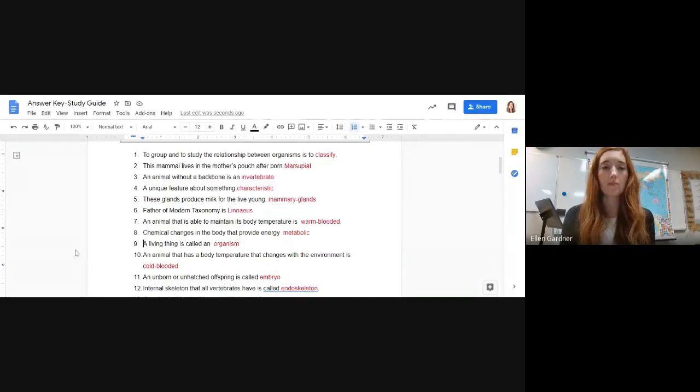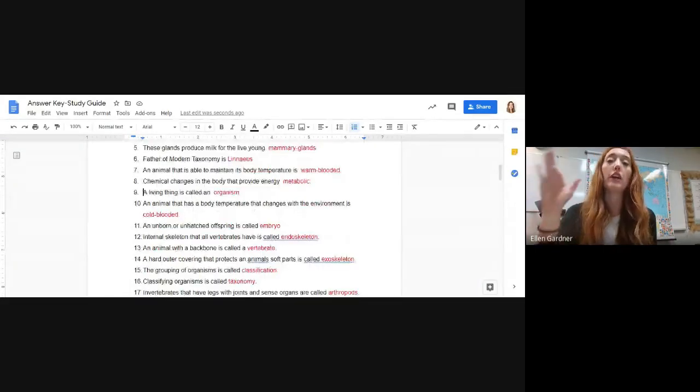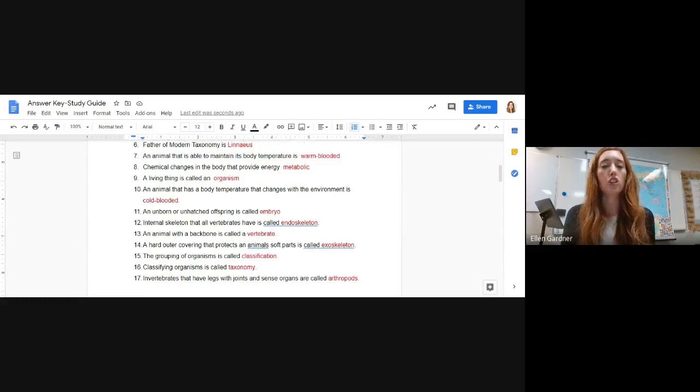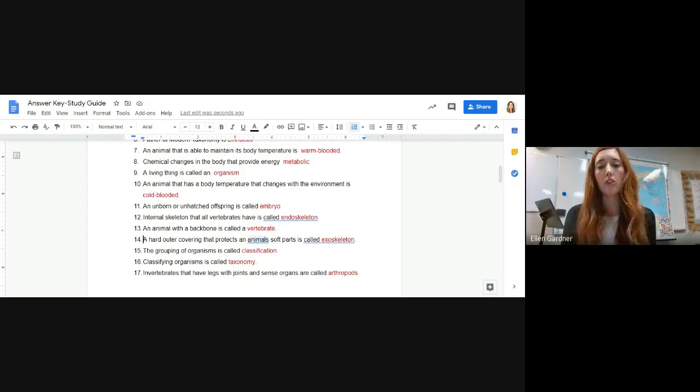That's all living things. An animal that has a body temperature that changes with its environment is cold-blooded. An unborn or unhatched offspring is called an embryo. Now, an internal skeleton that all vertebrates have is called an endoskeleton, endo with an E. Now, an animal with a backbone is a vertebrate. A hard outer covering that protects an animal's soft parts is called an exoskeleton.